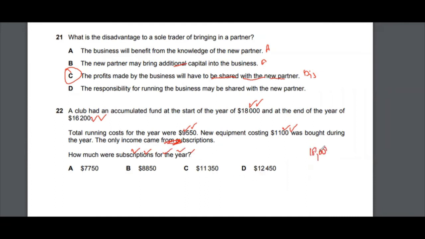You had a beginning balance of $18,000, of which you would need to deduct $9,550 for the running cost, right? So that will actually give you some number here. Let's call it X1. So take the difference between 16,200 and X1. Let's call this number X2, and this X2 is going to be your answer actually. So if you follow the rationale, if you do the basic maths here, the correct answer would come across as 7,750. So it's actually going to be option A. So multiple choice 22, the answer for that question is option A.